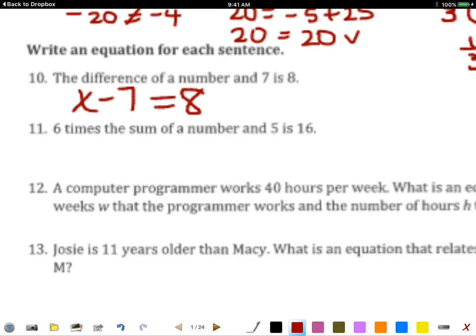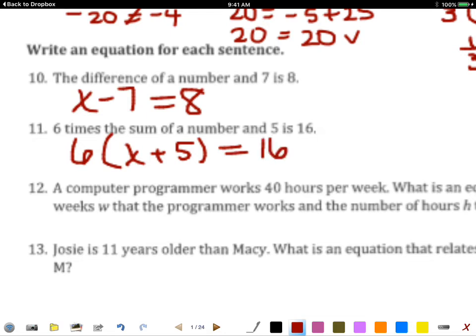Okay, number 11 says 6 times the sum of a number and 5 is 16. So how might we write that? 6x plus 5 equals 16. Did you get it right? 6 times the sum of a number and 5. Yes. 6 times x plus 5 equals 16, in parentheses. Yes. That's what I'm looking for right there.